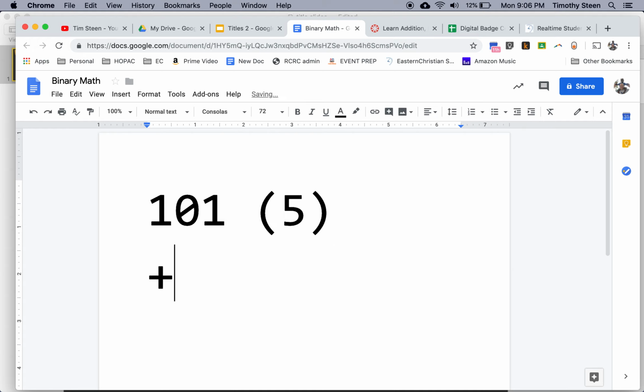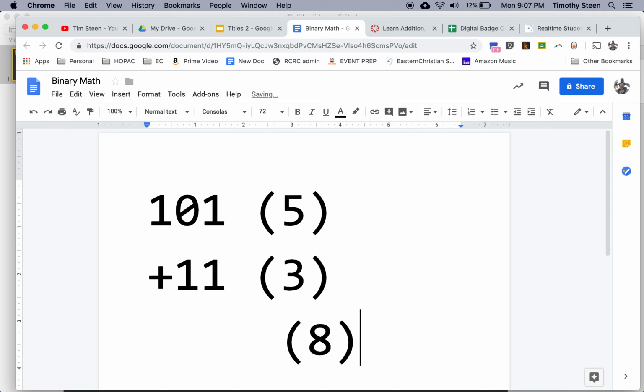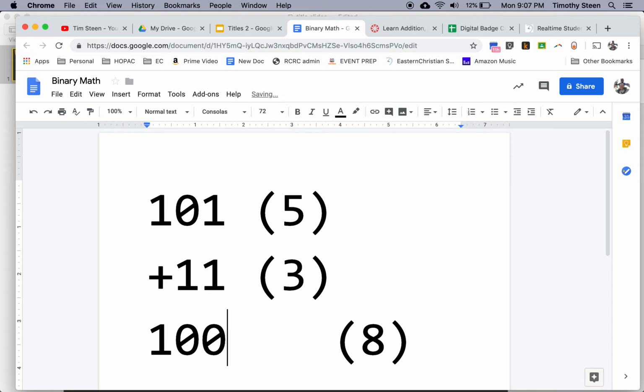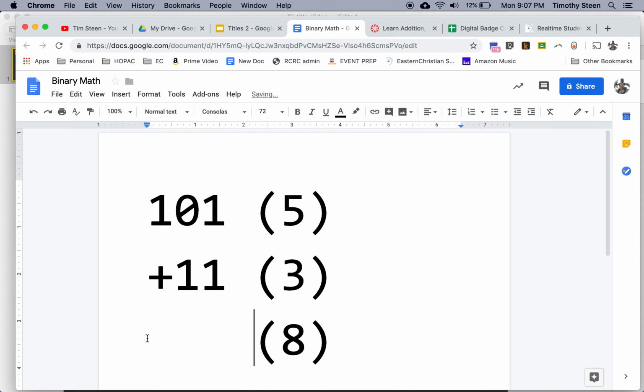If I was to take another number and add it, let's just say I take 1, 1, and that's the number 3. And so you know that when I add these two things together, I should get 8 as my answer. And the question is, without converting, so instead of saying to yourself, well, this is a 5, and this is a 3, so that's 8, and then converting, I know 8 in binary is 1000. So that's the answer that we should get.